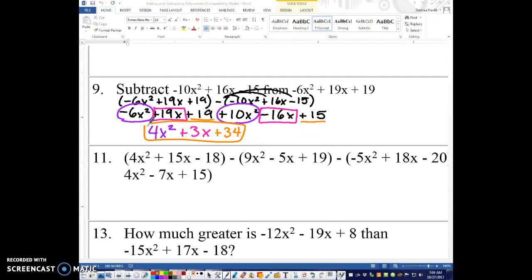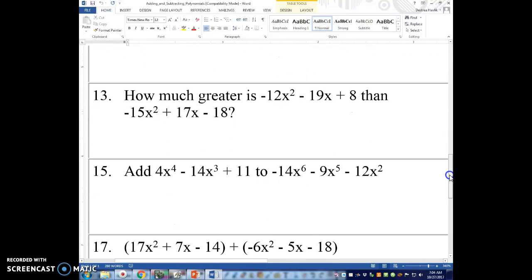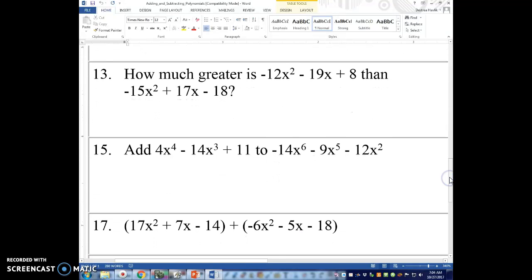Okay? Last one we're going to look at is number 13. So this one says, how much greater is this than this? So it's saying that this is the bigger one, right? It's saying that it is greater, but it wants to know how much greater. So we're going to subtract that from that to find out how much greater it is.